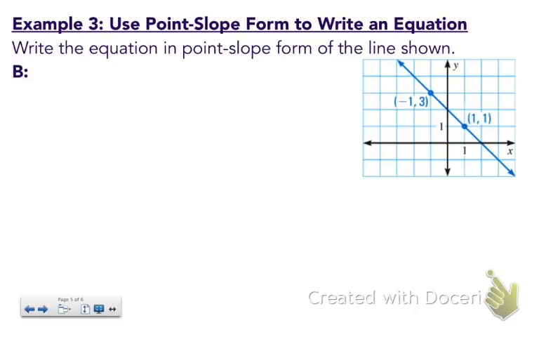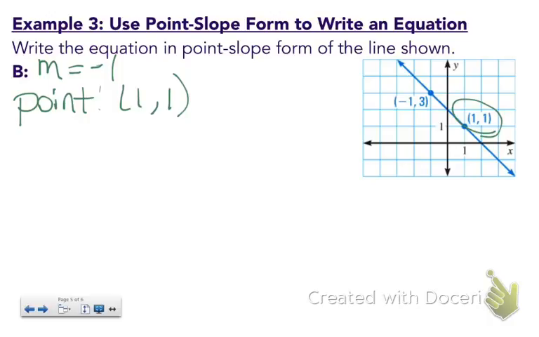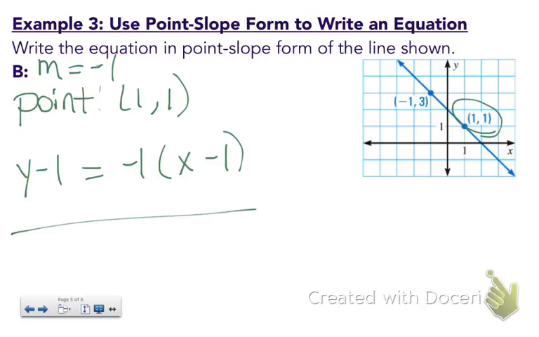Now we're going to do the same thing again, except this time we're going to use the other point. So again, our slope is -1, except this time we're going to use the point 1, 1. So now y minus 1 equals -1 times x minus 1. Alright, and that would be your final answer in point slope form.